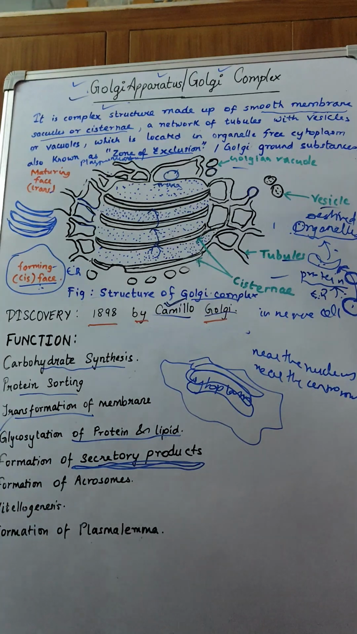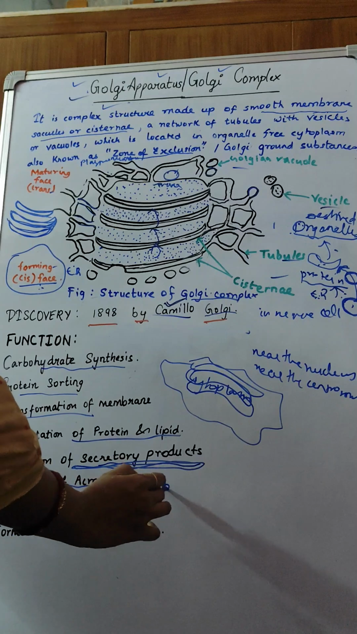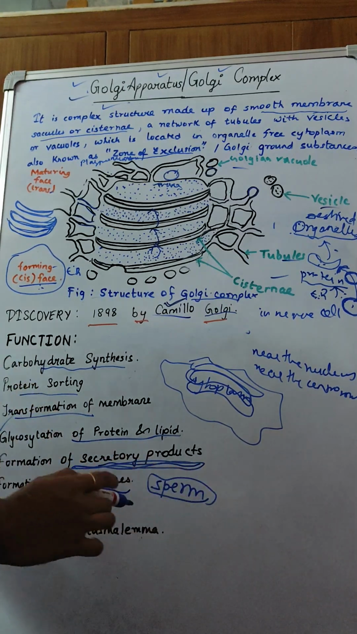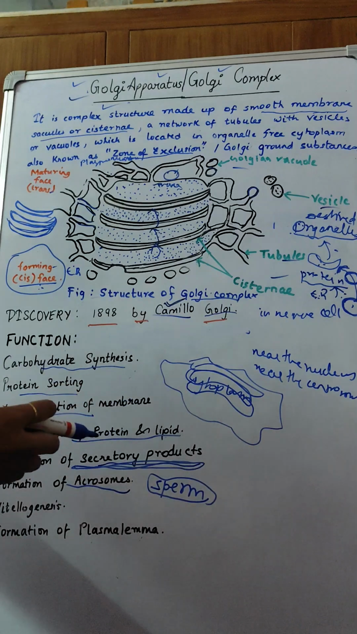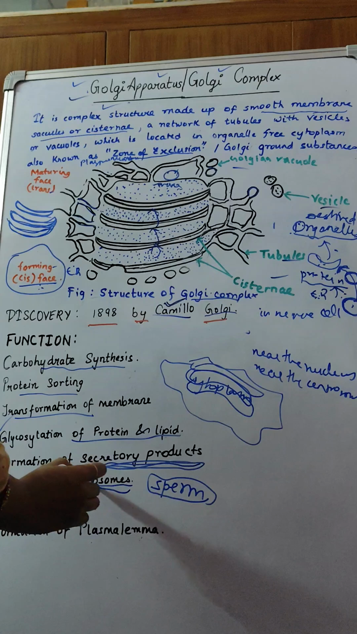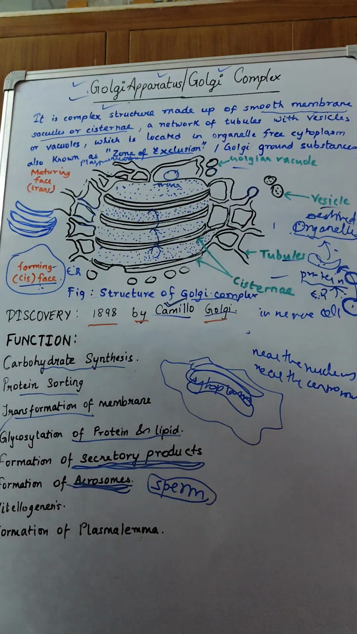Next is formation of the acrosome. The acrosome is present in sperms. At the tip of the sperm there is an acrosome which contains certain enzymes that help in digestion of the egg's outer covering during fertilization. This acrosome is actually formed by Golgi bodies.